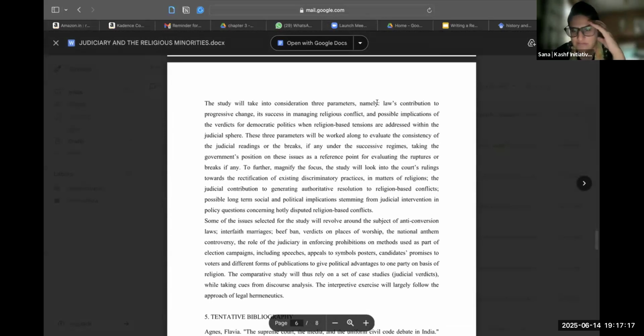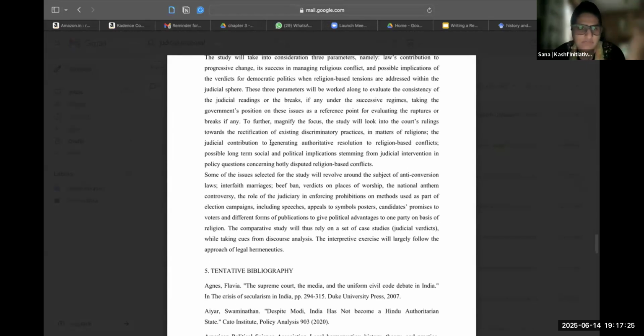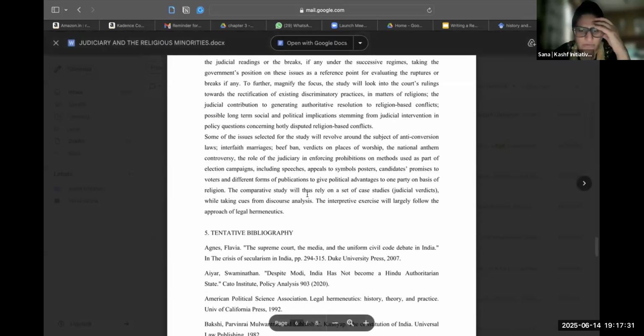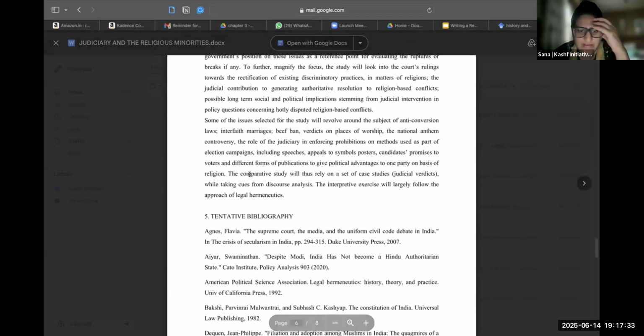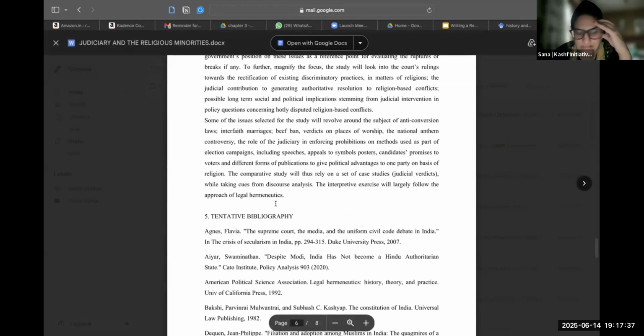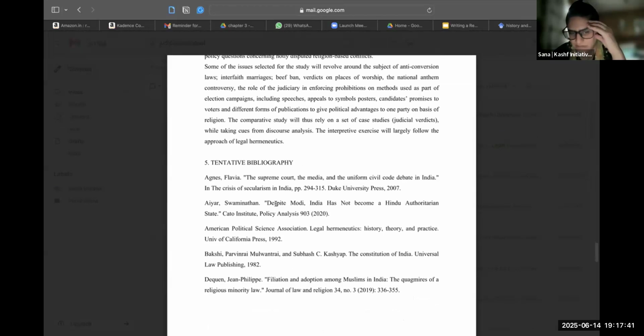I look at three parameters, which are law's contribution to progress of change, its success in managing religious conflict, and possible implications for the verdict of public politics. So basically, I simply tell what I'm trying to do, what my subject will revolve around. It's a comparative study. It's an interpretive exercise, an approach of legal hermeneutics. So that's what I try to highlight in my methodology.